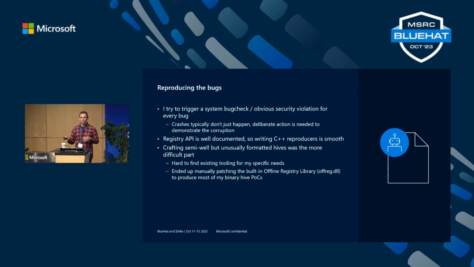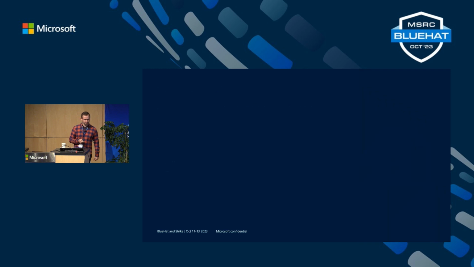But what was most problematic, especially in the beginning of the research, was when I had to actually craft semi-well formatted, but unusually formatted hives that would trigger some condition in the Windows registry implementation, right? Because there is basically no tooling available for that, at least in the public space. Maybe there is in Microsoft. So what I eventually ended up doing was just taking the offreg.dll file, which is an offline registry library that you can use to create registry hives offline without going through the Windows kernel. I took that library and I binary patched it for it to produce the kind of structures that I needed for the proof of concepts.